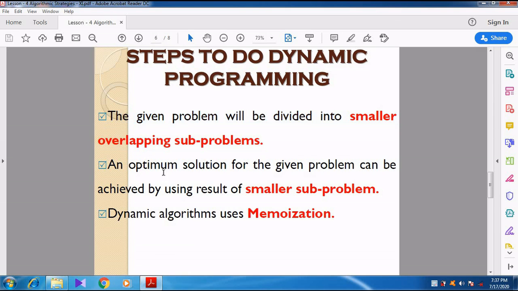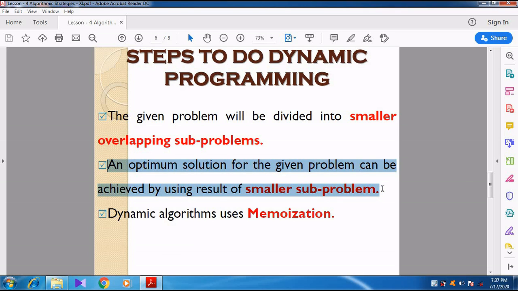An optimum solution for the given problem can be achieved by using the results of smaller subproblems. Whenever we want an optimum solution, that is, the best solution for the given problem, we achieve it by reusing the results of smaller subproblems, right?